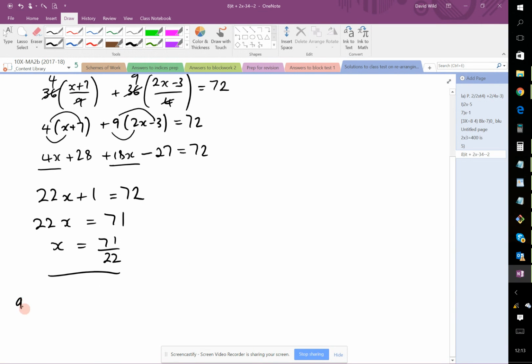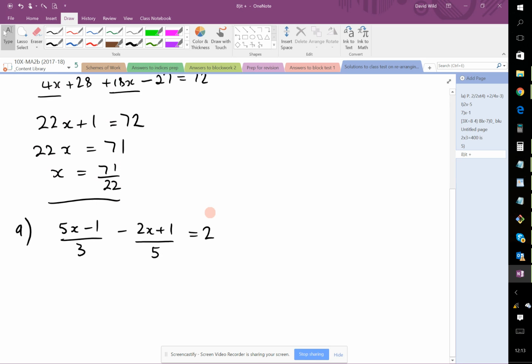Question 9. (5x minus 1) all over 3 minus (2x plus 1) all over 5 equals 2. So again, lowest common multiple here is 15, so we're going to multiply both sides by 15.